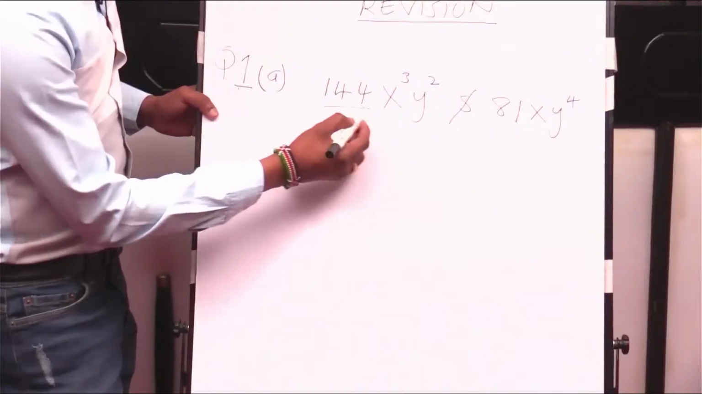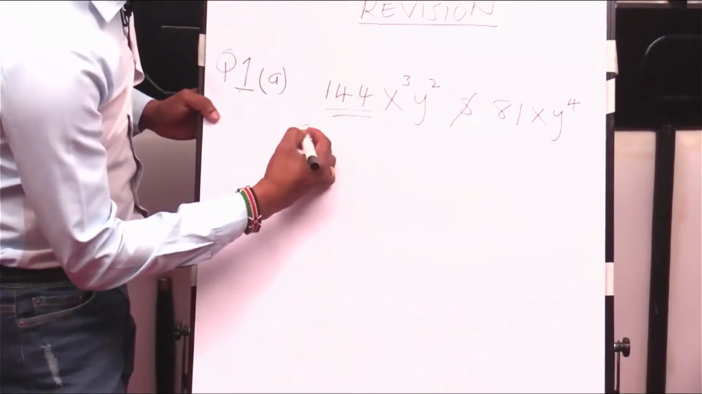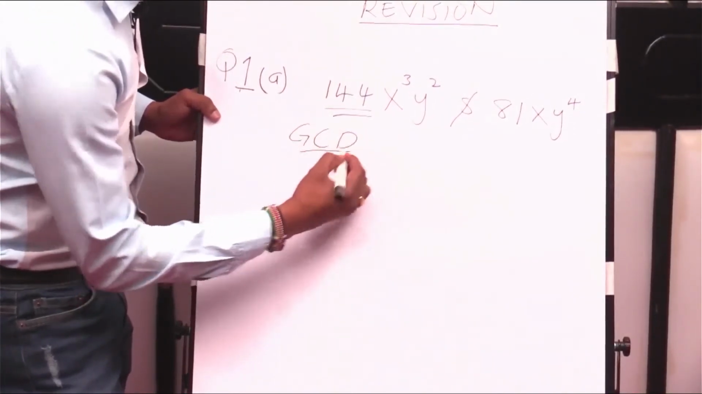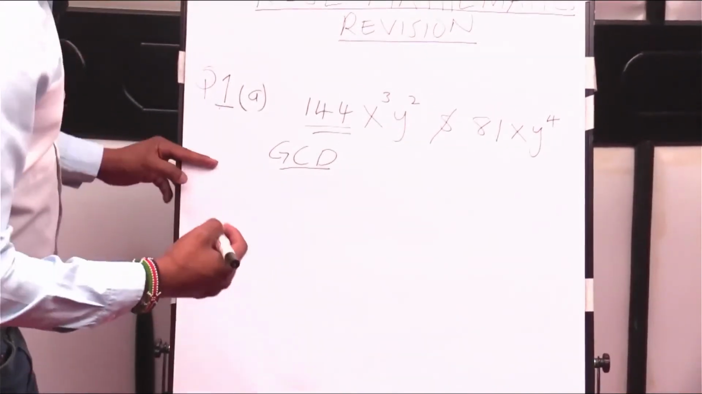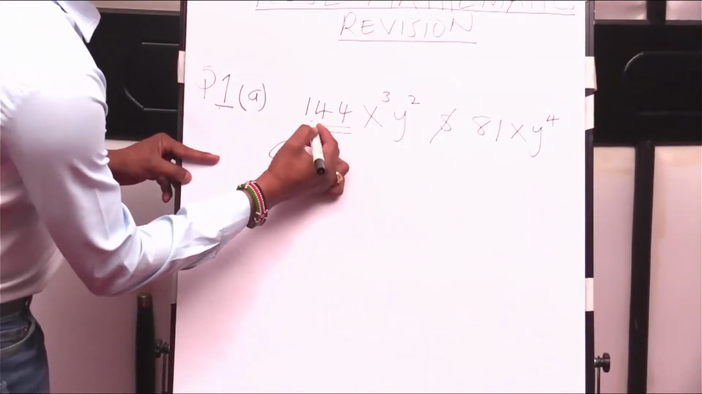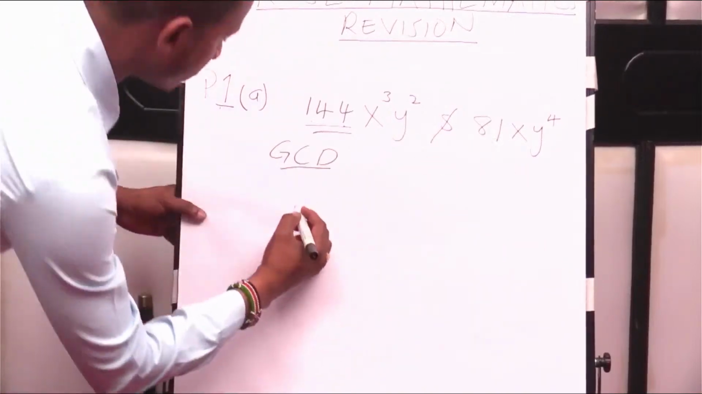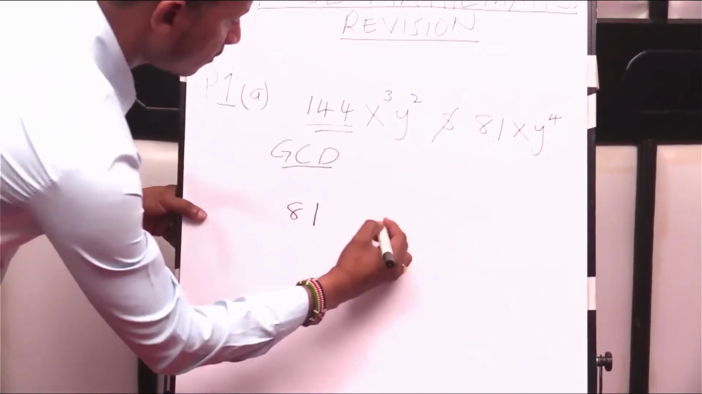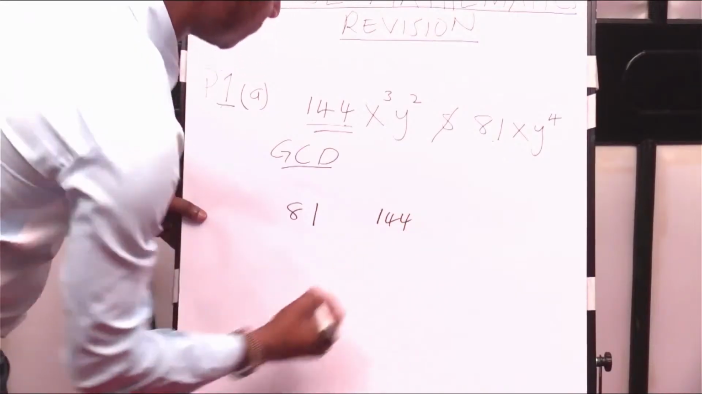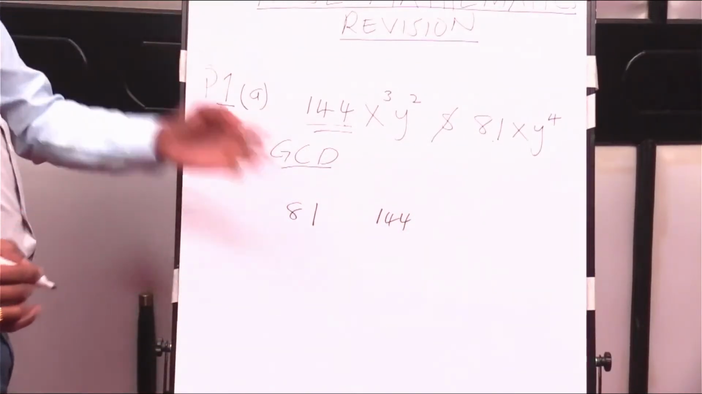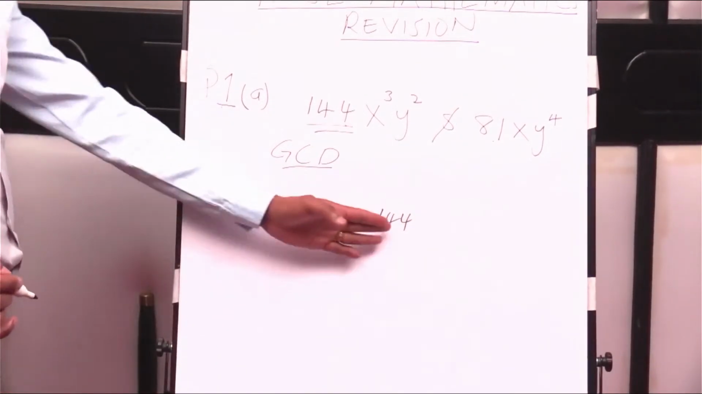So from here, we have 144x cubed y squared, and we have 81xy raised to power 4. So let's get the GCD. The question wants the GCD. First of all, get the GCD of 144 and 81. So right here 81 and right here 144. First of all, we use the prime factors, the least prime factor that can go into both.